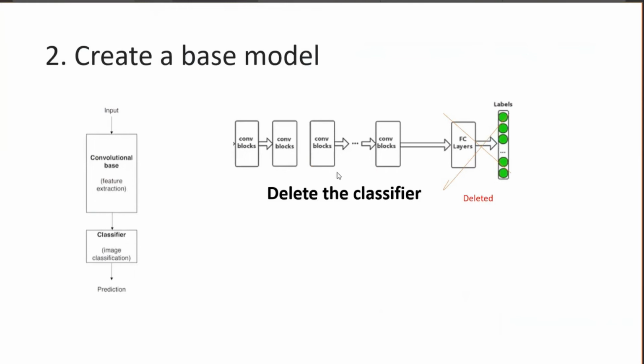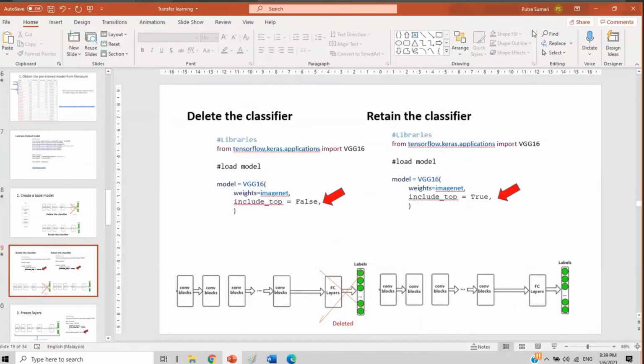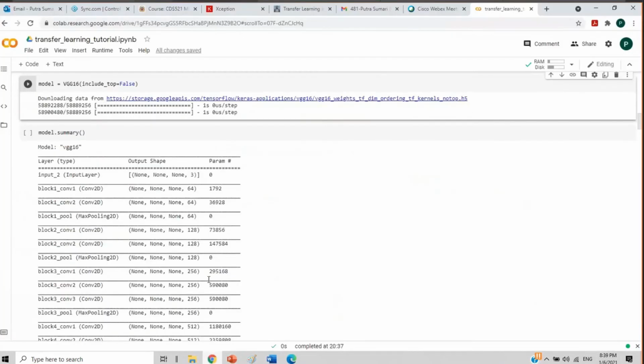So this is the base model. Delete the classifier, so the top will be deleted. In this case, this is how you create it: VGG16 with include_top equal to false. False means the top layer will be deleted. I think the rest will be self-explanatory.